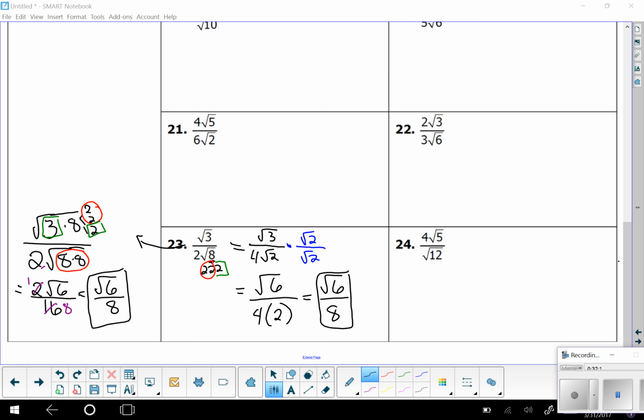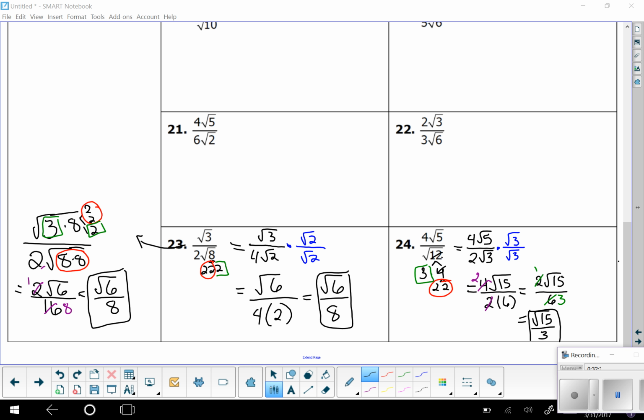So I want you guys to try number 24. Stop the video and try number 24. And then once you finish it, turn it back on for the answer. So once you hopefully finished 24 and did all your work, you got the same answer as I did, which is the square root of 15 over 3.